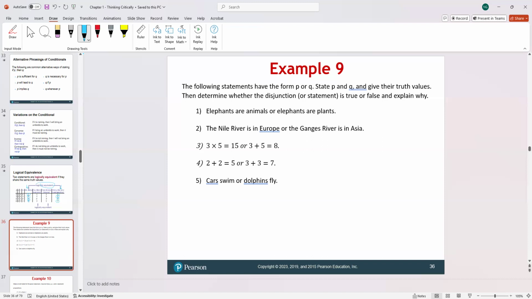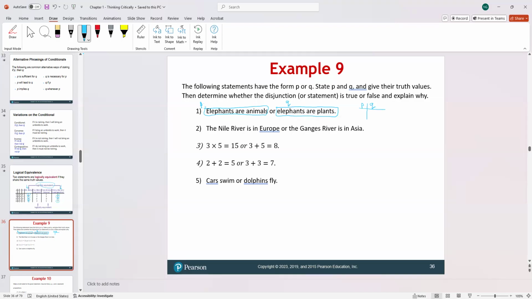That's what we're going to do, because for these exercises we know what they are and we can explain at any time. Elephants are animals or elephants are plants. Let's suppose this one is P, and we call this one Q, because we have two statements here connected with a logical connector, "or", a disjunction. P and Q. I mean, elephants. Are elephants animals?